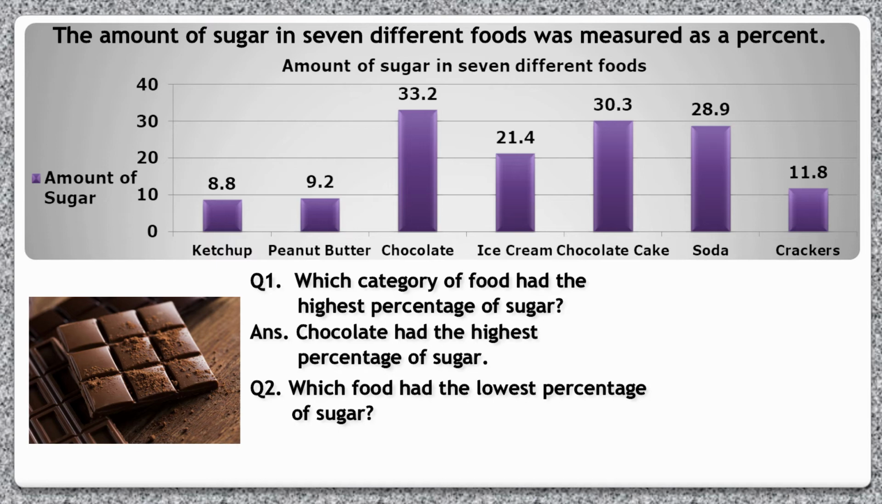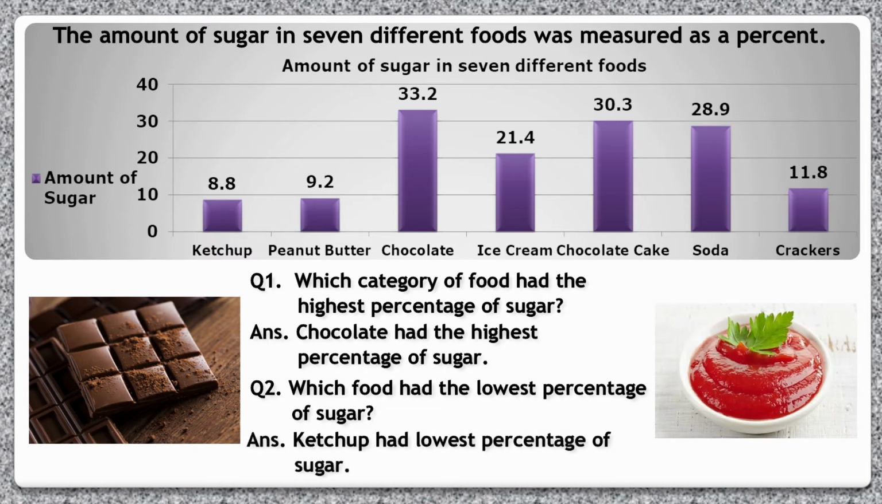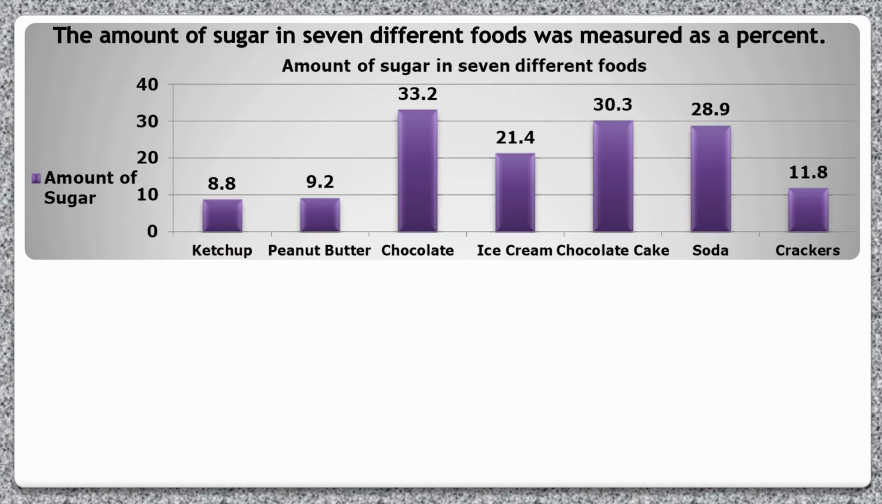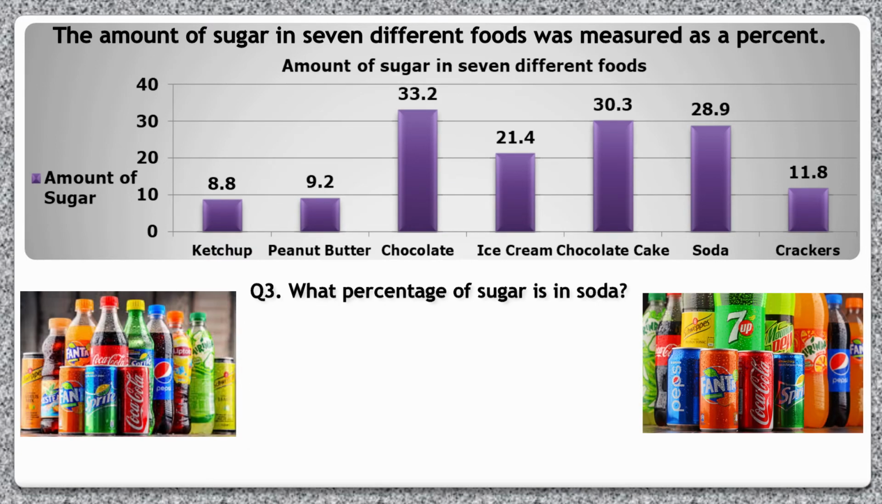It is very easy. Yes, the right answer is ketchup had lowest percentage of sugar. Now let's move to the third question. What percentage of sugar is in soda?